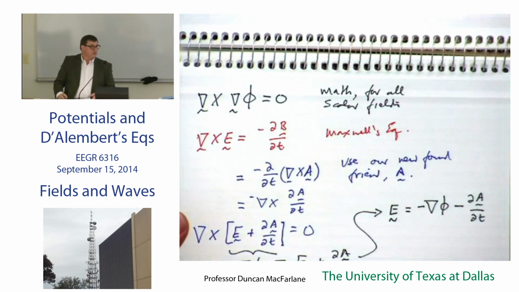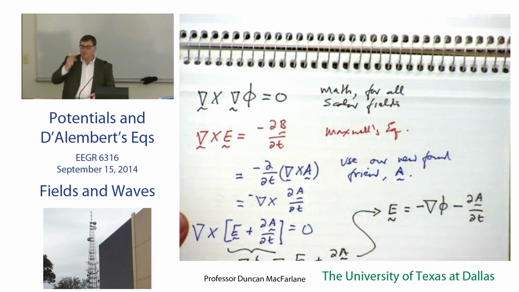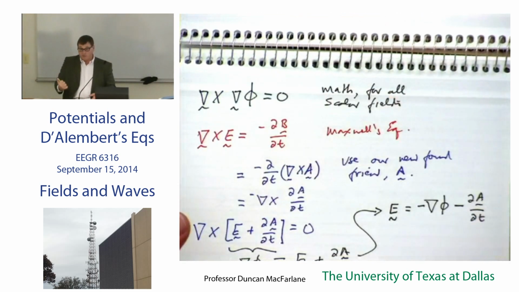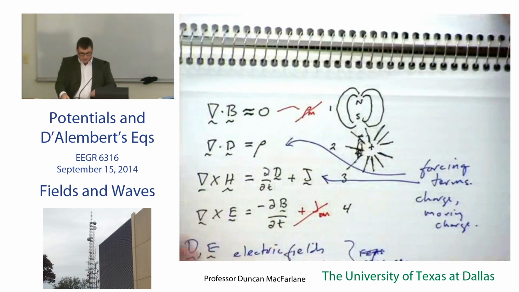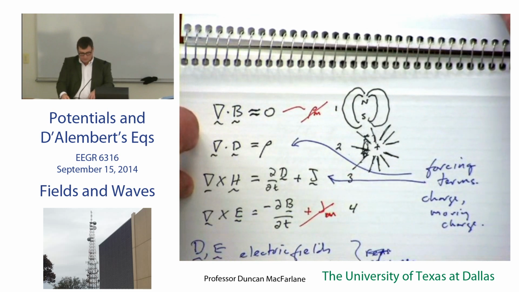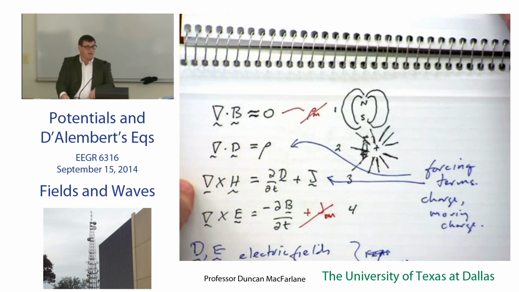So far things are working out pretty well with respect to establishing a potential. I have 2 new fields, a scalar field phi and a vector field A, and I've got 2 more equations that I want to work with. This guy and this guy.